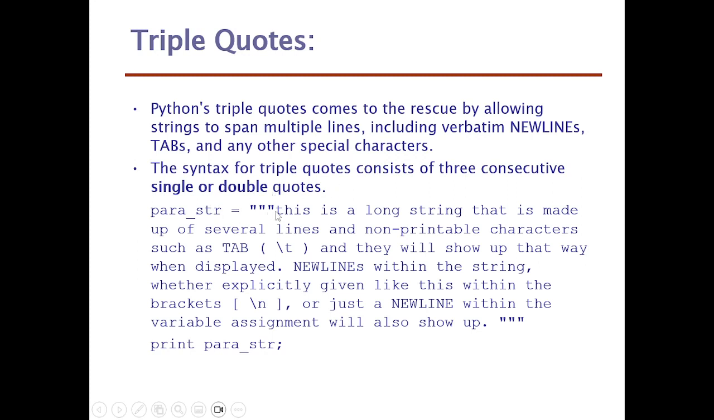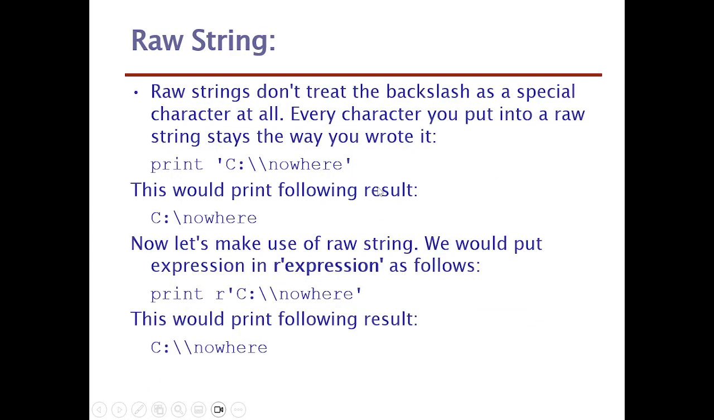So this is having the triple quotes because it is consecutive. We declare the para str variable, and these are the values. We use \t for tab and \n for new line, and we print para str. I think we can see the result in the other slide.